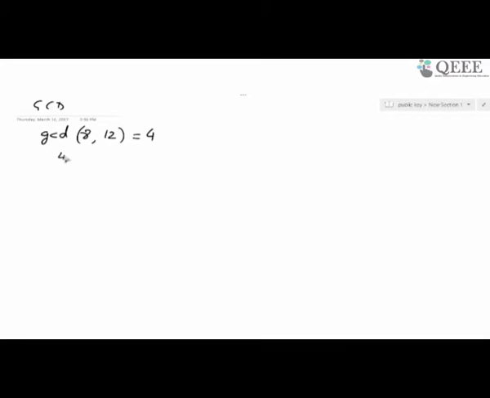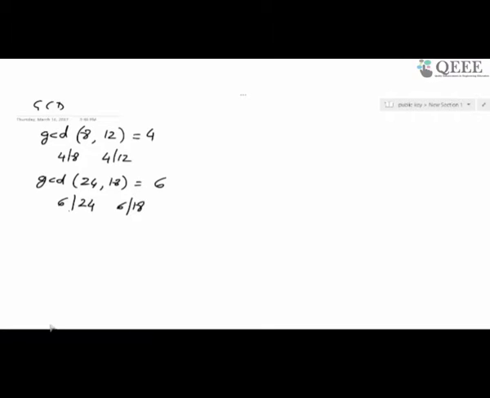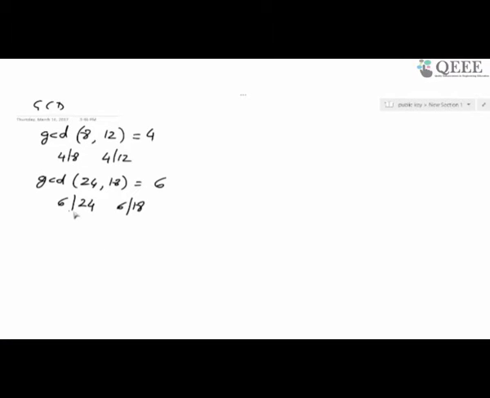So note that 4 divides 8, that is when you divide 8 by 4, it leaves a remainder 0, and also 4 divides 12, and there is no number larger than 4 that divides both 8 and 12 simultaneously. Similarly, GCD of 24 and 18 is 6, which would indicate that 6 divides 24 and 6 divides 18, and you cannot find another integer greater than 6 which divides 24 and 18 simultaneously.